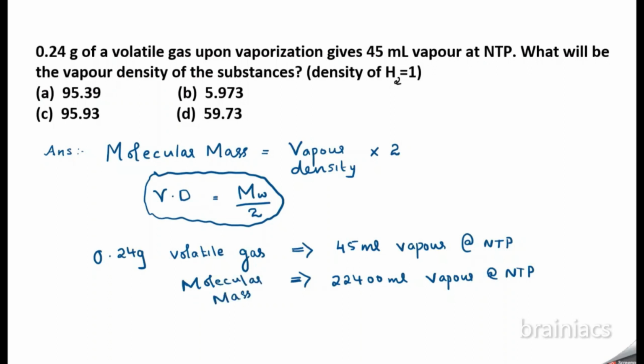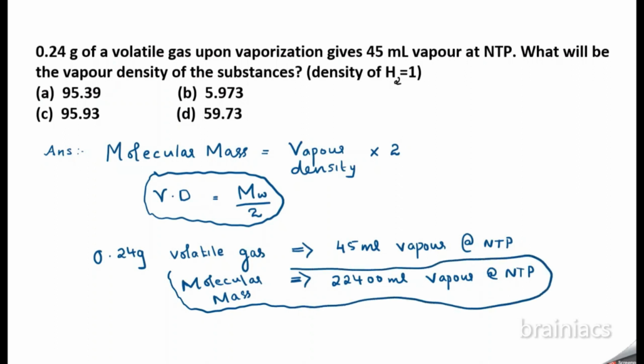Now the question here is how you can convert 45 ml to 22400 ml. What you need to do is first convert the 45 ml to 1 ml. Then this becomes easy. So I will put this in brackets. This is an understanding you should have, which you learn in theory. If you don't have a clear idea of theory, please subscribe to our theory lectures. It will be very helpful for your NEET exams.